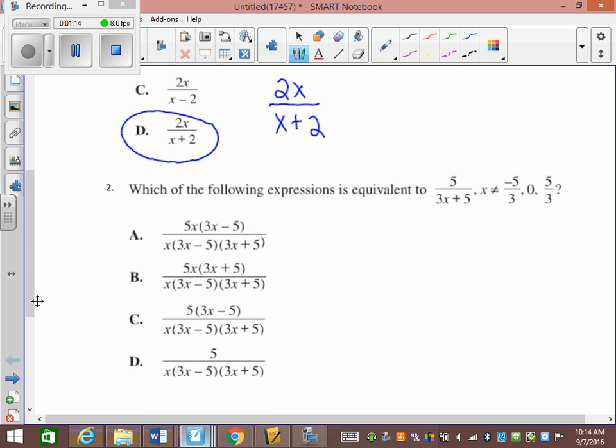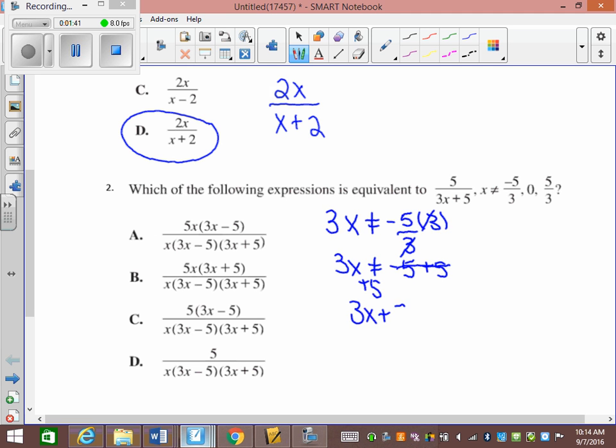Which of the following expressions is equivalent to that? So here we're getting an answer, technically, from the question. So you can work each one of these down, or you can work your way back. Now, if I have x can't equal negative 5 over 3, what I have to do is multiply by 3 both sides, and then I have 3x can't equal negative 5, and then add 5. So I get 3x plus 5 can't equal 0.